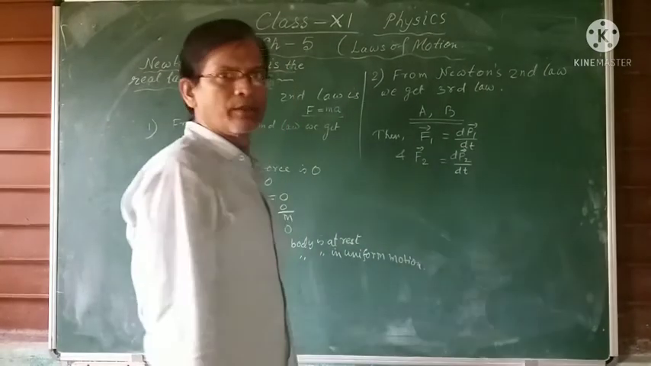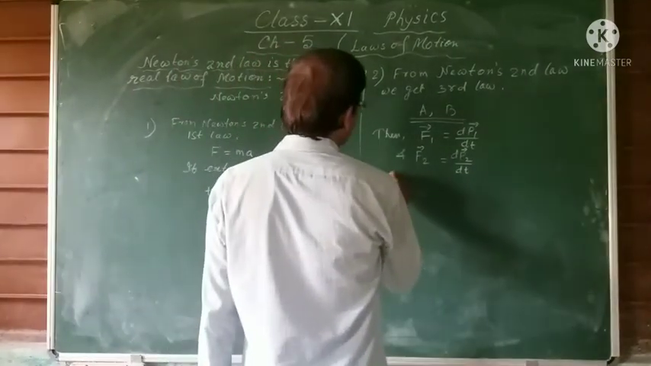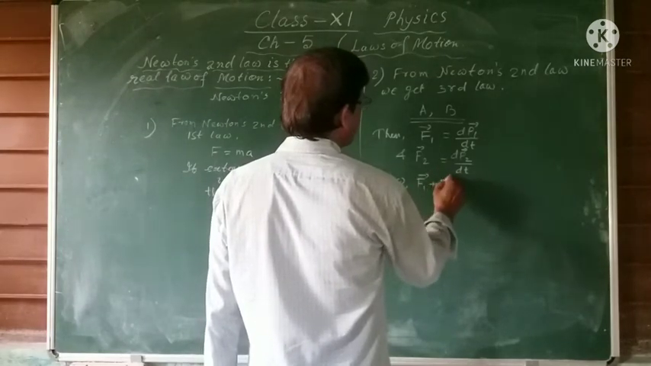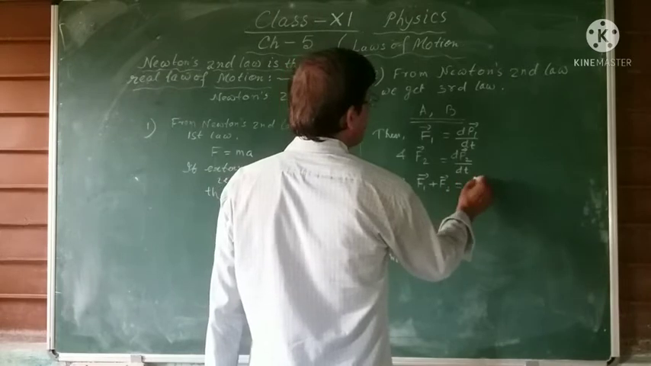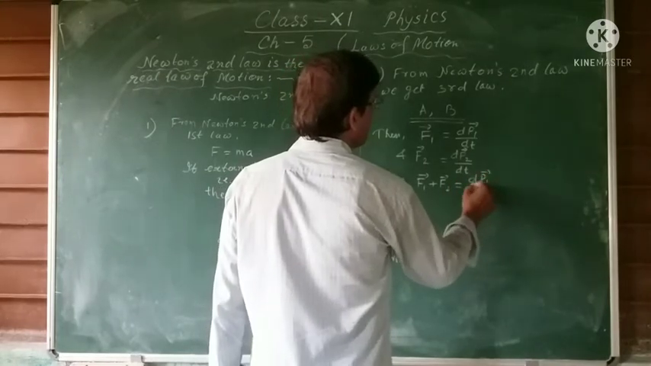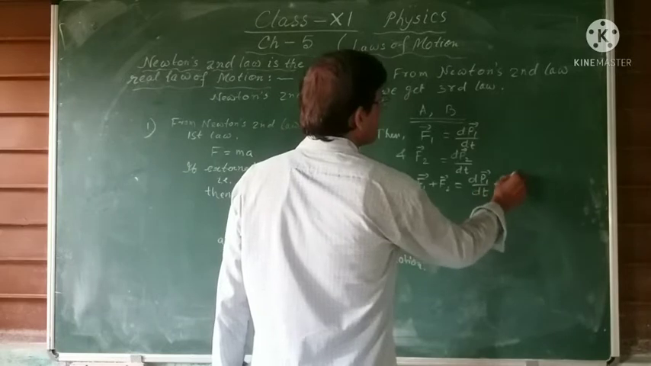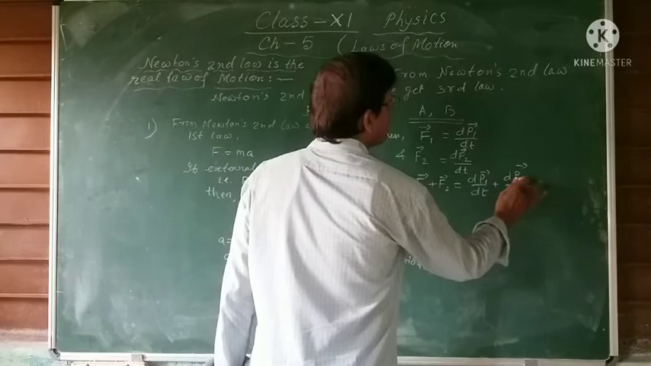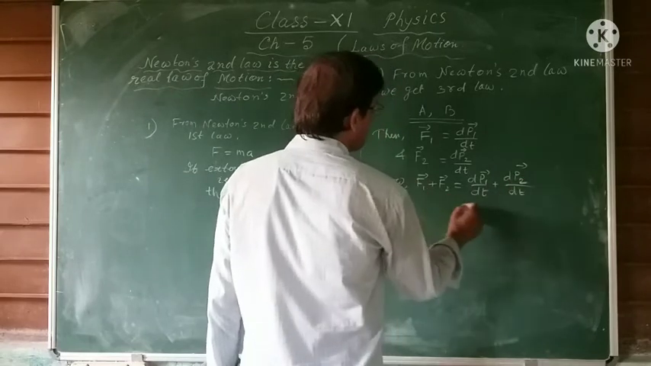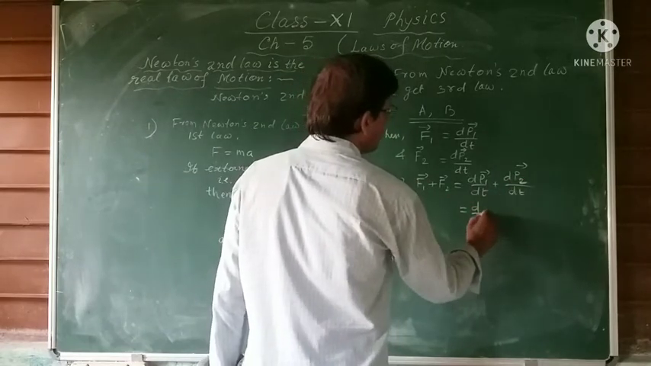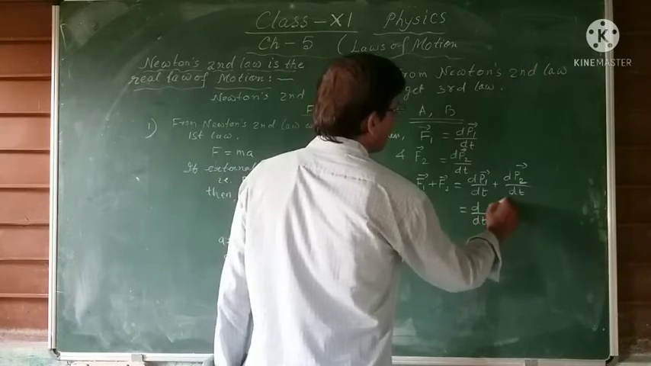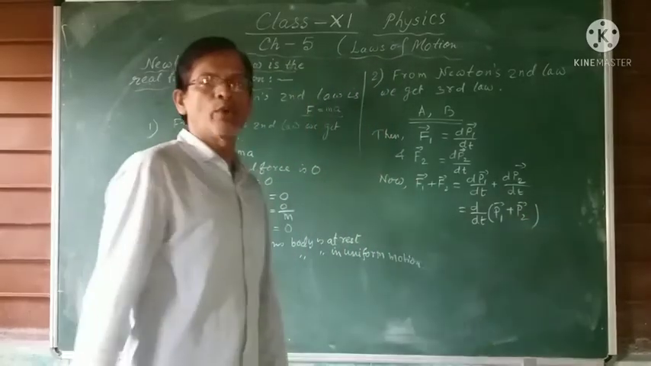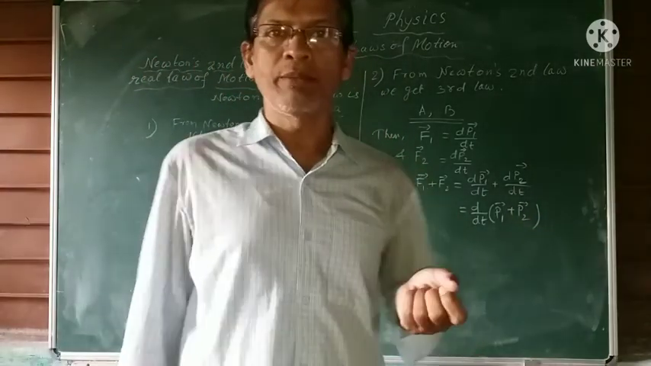Now we add these two forces. F1 plus F2 equal to dP1 by dt plus dP2 by dt. Taking d by dt common, it is d by dt of P1 plus P2. Since no external force is acting, momentum is conserved.